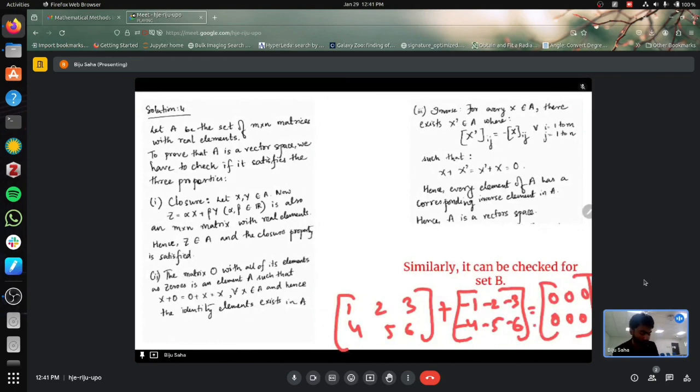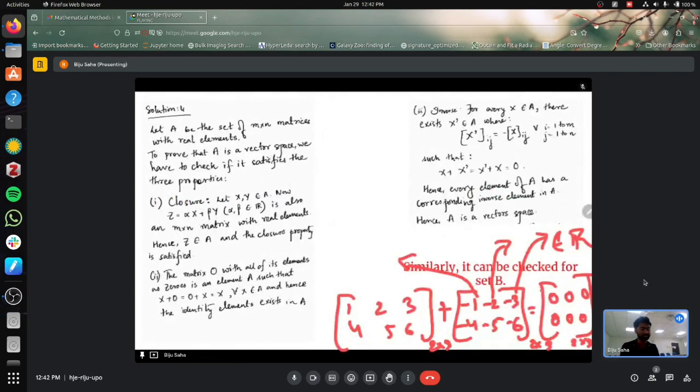Again it is a 2 cross 3 matrix, as it was for the original matrices, and the coefficients also belong to the reals. So if you pick any matrix from the set A, you will find a corresponding inverse element by just negating the elements of the matrix, and you can conclude that there exists an inverse. So all three criteria of the vector space are satisfied.